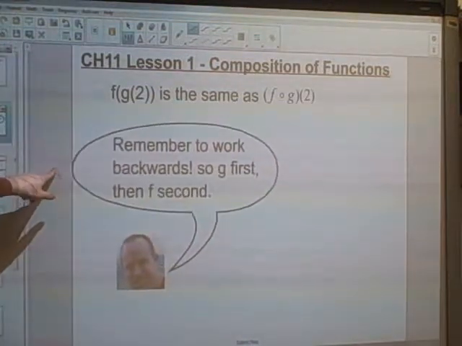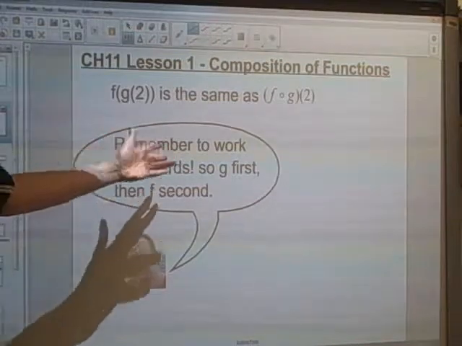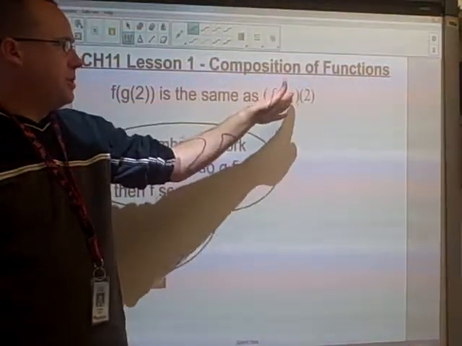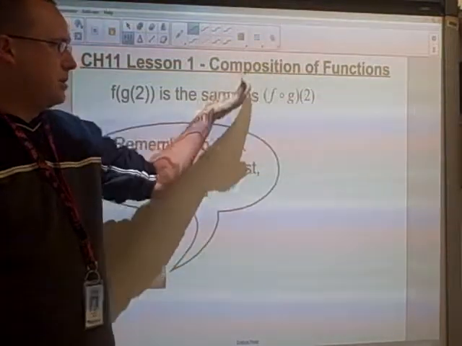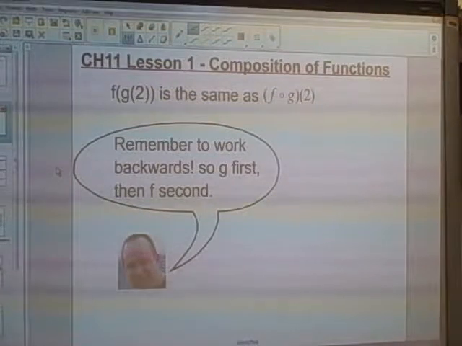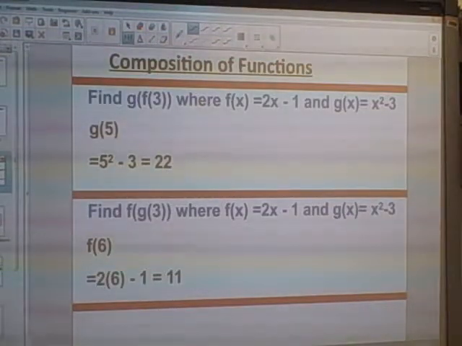Now I put a little reminder here, when you're doing composition of functions, remember that you're going to work backwards. So if you're working f of g of 2, you take 2 and substitute it into g, and then you take that answer and substitute it into f. So you're actually going backwards when you're doing these questions. Now I've got a couple of examples to show that.